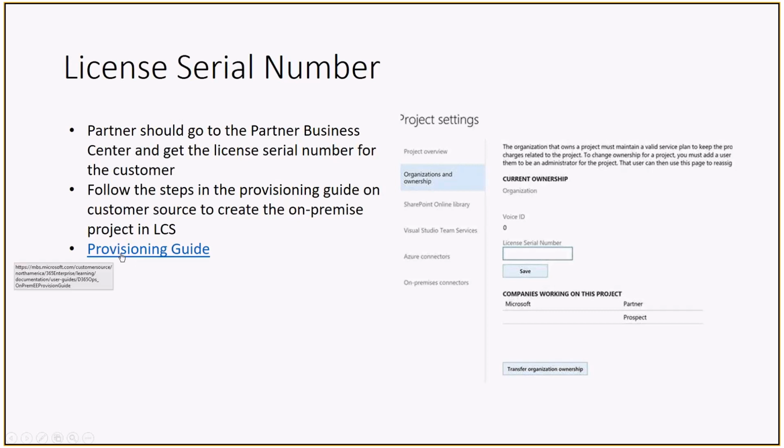Then here I have a link for the provisioning guide, which guides you through the steps you have to go through to get your lifecycle services project provisioned. Once you have the license serial number and the lifecycle services project provisioned, in the lifecycle services project settings, you can go to the ownership and organizations tab, paste in your serial number and save it there. That's the way you will license your on-premises deployment.